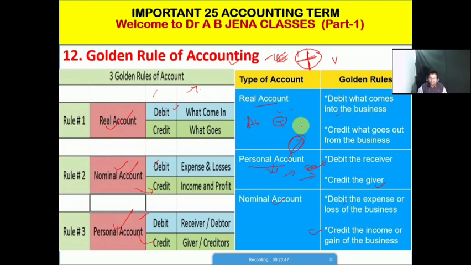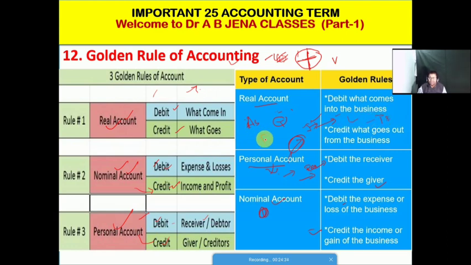So you have to remember, again I am repeating. For the real account, debit what comes in, and credit what goes out. For the nominal account, debit all expenses and losses, and credit all income and gains or profits. Similarly, for the personal account, debit is the receiver or the debtor, and credit is the giver or the creditor. So friends, you have to remember, it is very, very vital. Without knowing this, there will be a wrong journal entry. If the journal entry is wrong, then the posting in the ledger will be a mistake. Similarly, the trial balance will not be prepared perfectly.